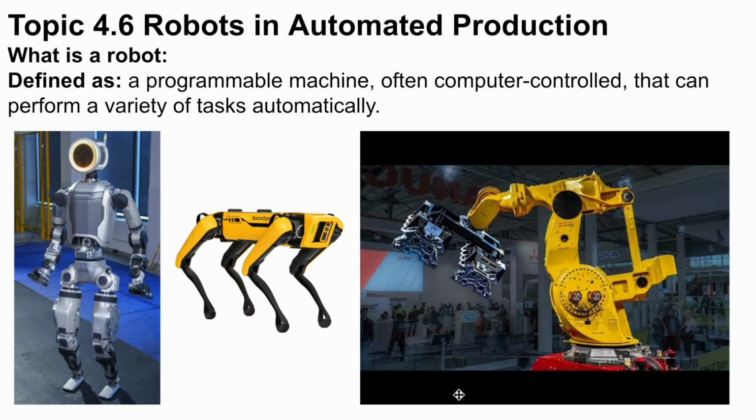Hi, this is a recorded lecture for the IB DP Design Technology, topic 4.6, robots in automated production. So the first thing we're going to do is talk about what is a robot, and it's defined as a programmable machine, often controlled by computers, that can perform a variety of tasks automatically.